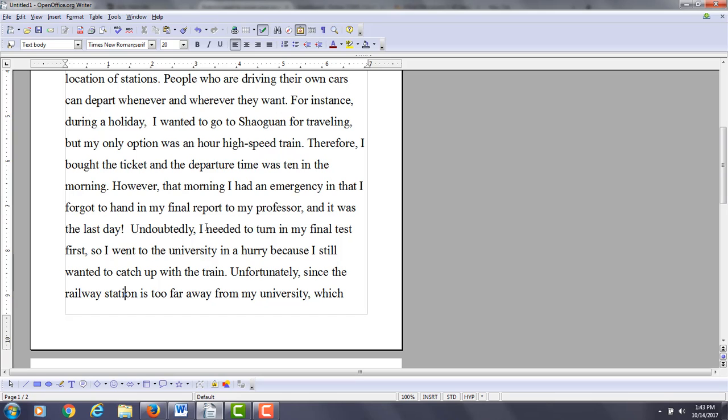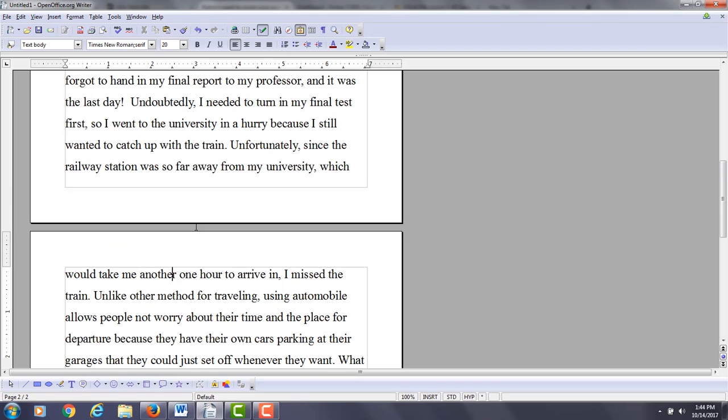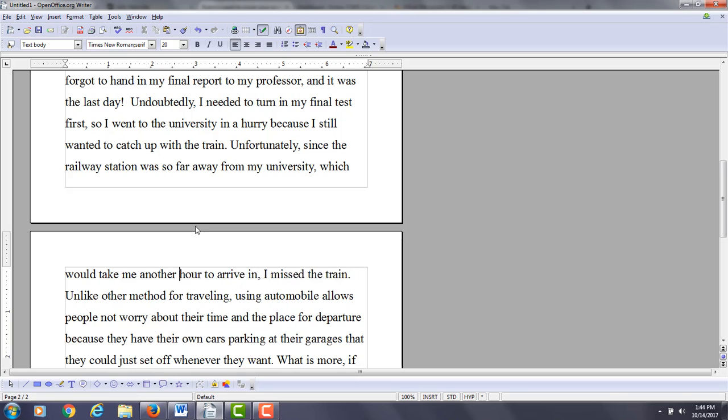Unfortunately, since the railway station was, I'm going to say so far, not too far. It was so far away from my university, which would take me another hour. Once you say hour, you don't have to say another one. Just say another hour to arrive. I missed the train. Then you might say, unlike other methods for traveling.